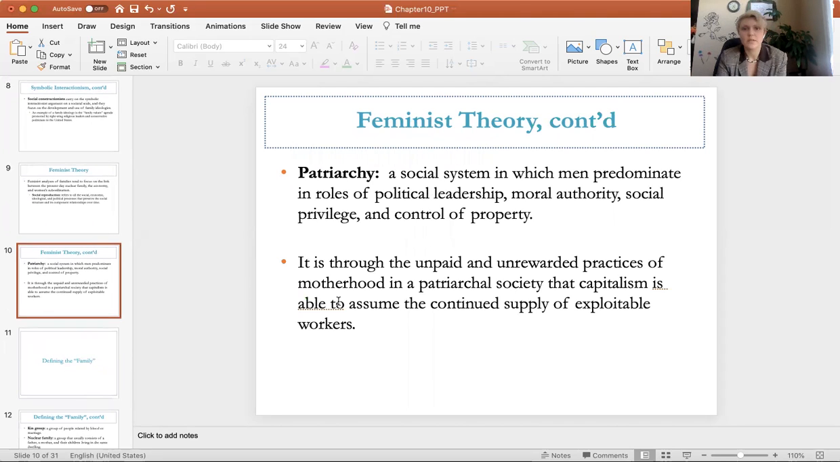So within feminist theory, a key term, as I mentioned just a few minutes ago, is patriarchy, a system where men predominate in social and political roles of leadership. Men are seen as beacons of moral authority, and so they have more power, more control over a number of things.